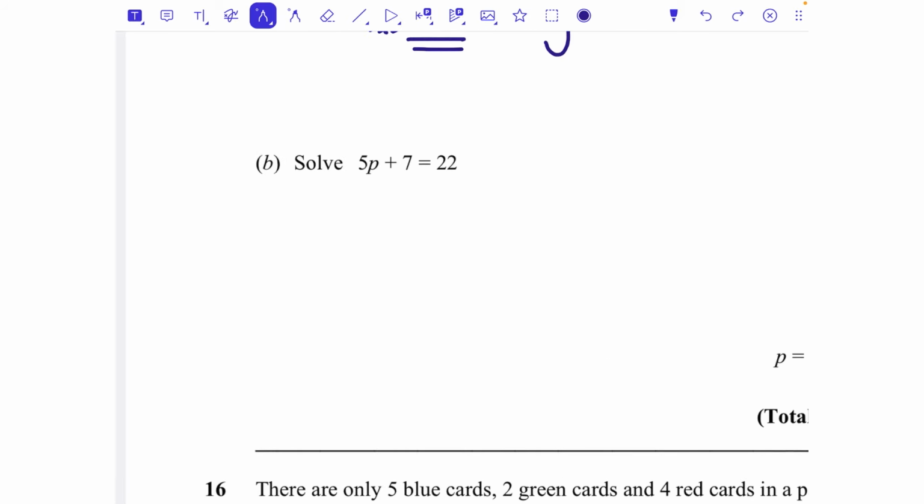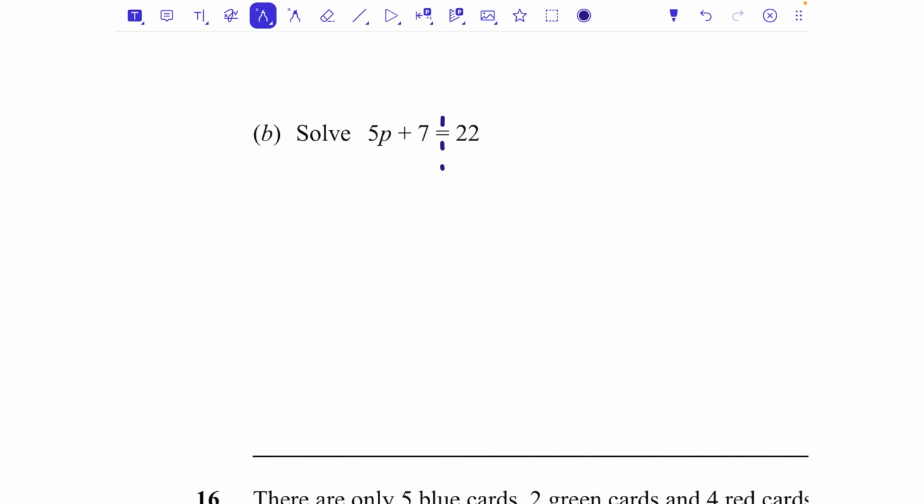Okay, solving an equation next. Now when I solve equations, I like to put a dotted line where the equals is. And remember that what we do to one side, we're going to do to the other. So this is 5 lots of p. In algebra, when we write things next to each other, it means they're timesing. And then we add on an extra 7, and that gives 22. So let's work backwards. I'm going to do the opposite of adding 7, which would be to take away 7. And if I take away 7, it's going to get rid of that and just leave me with 5p. But if I take away 7 on the left-hand side, I've also got to take away 7 on the right-hand side, and that would leave you with 15.